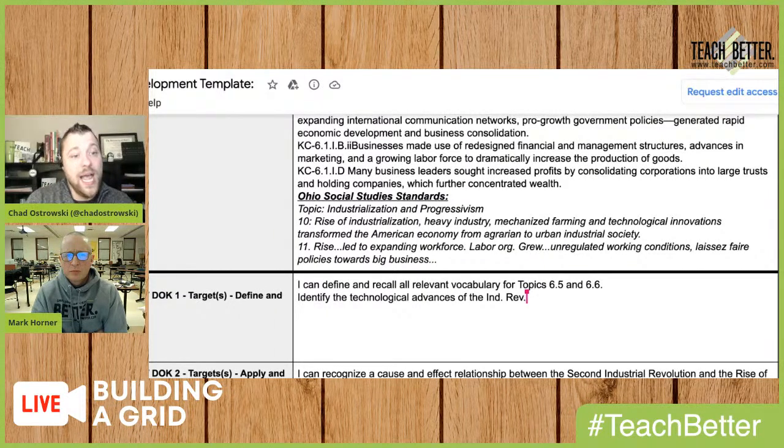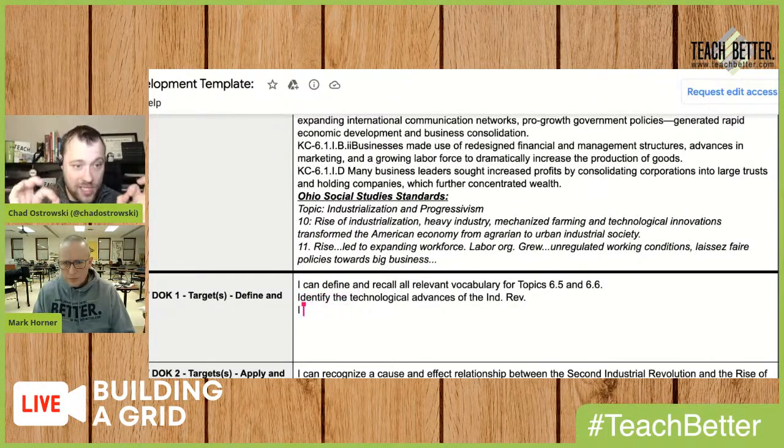But what I would say is I can identify and define the socioeconomic continuities of the Industrial Revolution. And then I would just add later, or whenever you find it, what are the specific continuities they need to focus on? Is that fair?